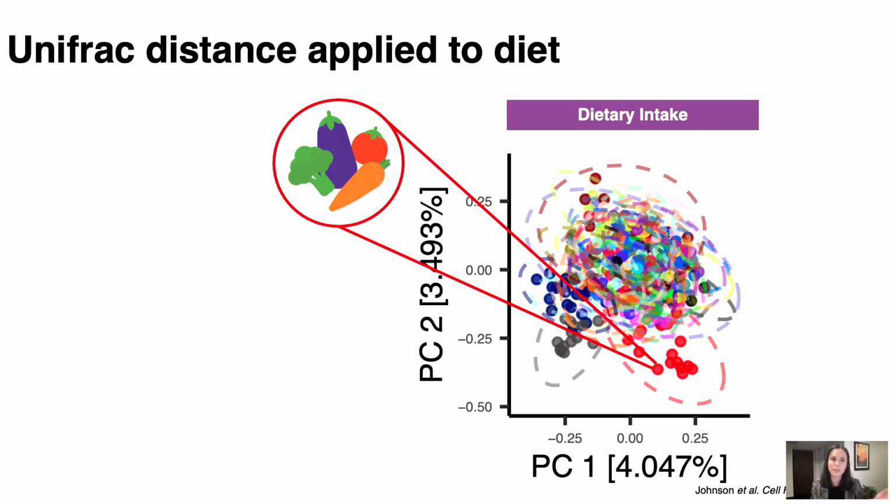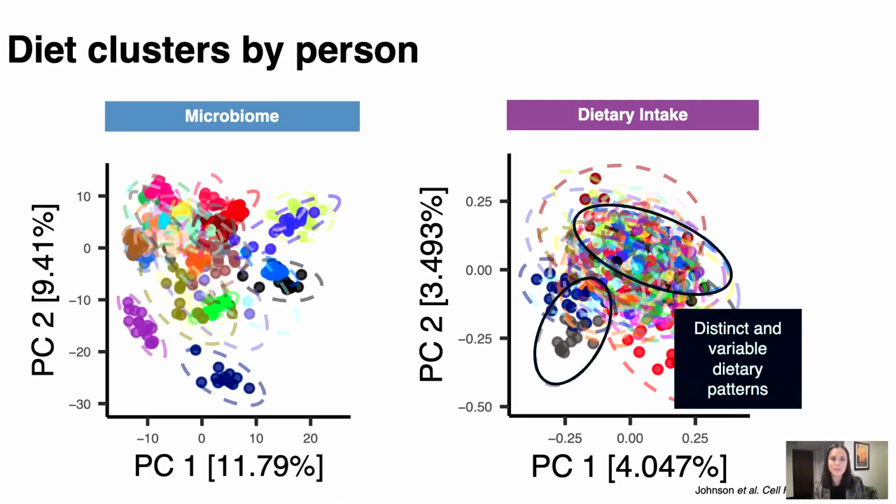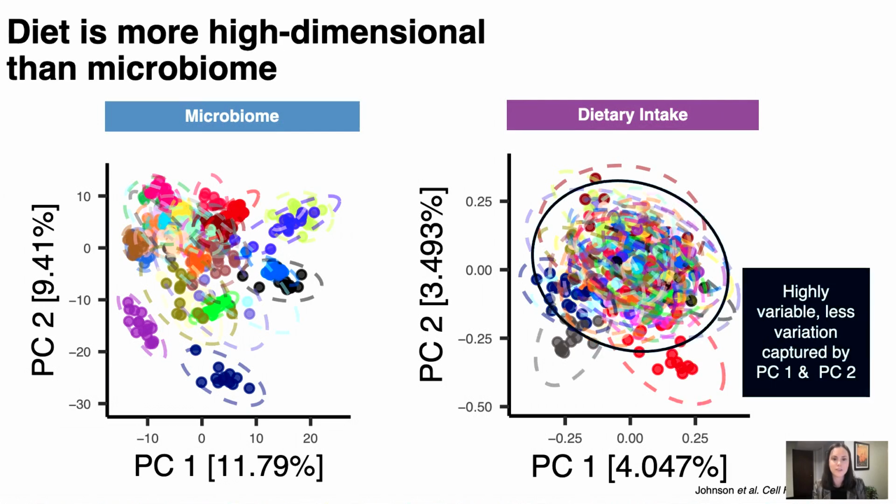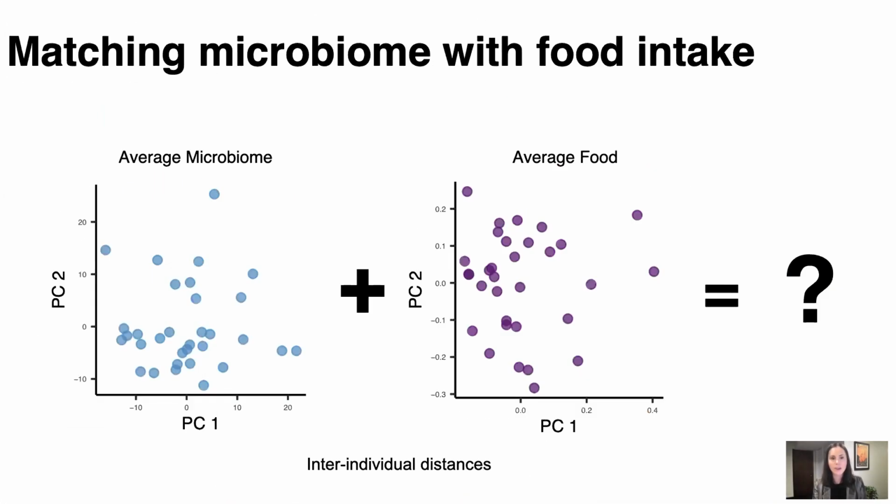And we can apply a method called UniFrac to our diet data to generate dietary multivariate ordinations. And here, just like with the microbiome data, you can see that people have distinct and highly variable dietary patterns. These clouds are much larger, as we'd expect, because of the increased variation. And then we can ask whether or not food matches with the microbiome using this Procrustes analysis.